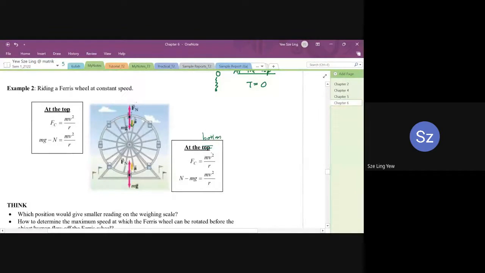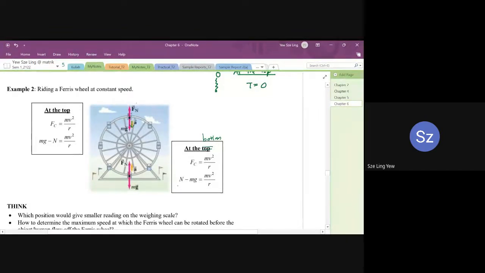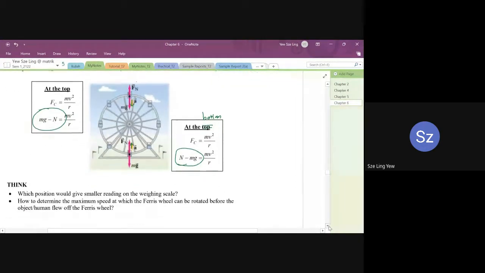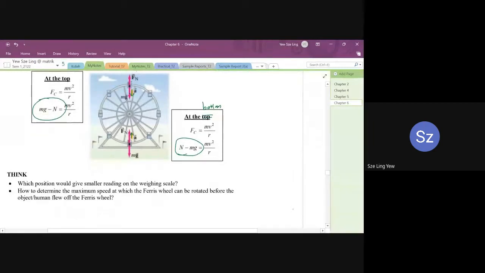When it is at the bottom, what happens now is N minus W. So now you can see the difference in the equations. At the top and at the bottom, you have different equations. Why? Because of the directions of a_c. Okay, the equations, I will leave it to you. You explore it by yourself.